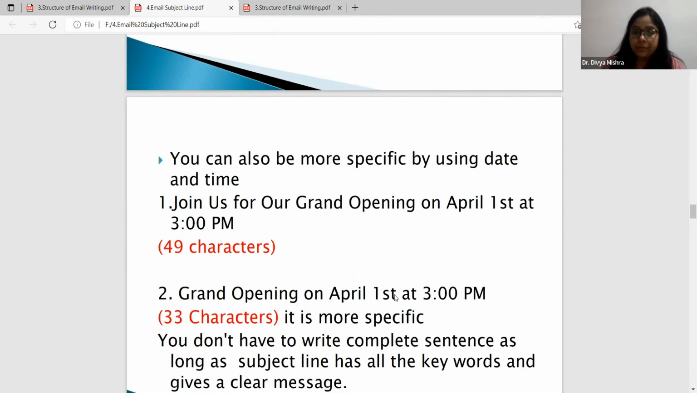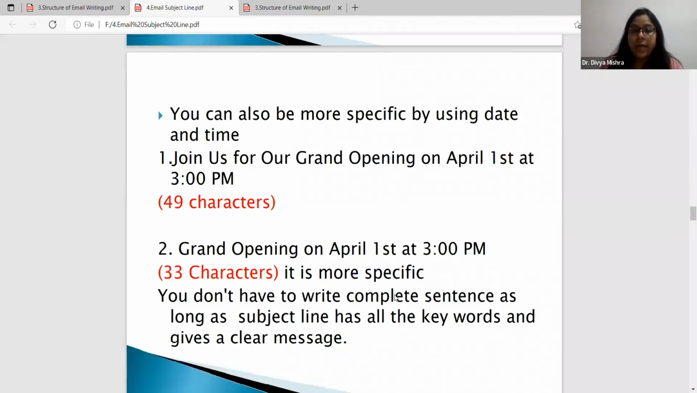Okay. The second example, grand opening on April 1st at 3 p.m. This again contains 33 characters. It is more specific. You don't have to write complete sentence as long as subject line has all the keywords and gives a clear message. What difference do you find in the first and the second one? Join us for grand opening on April 1st at 3 p.m. and grand opening on April 1st at 3 p.m. Do you find any difference in these two subject lines? Can anyone tell me?